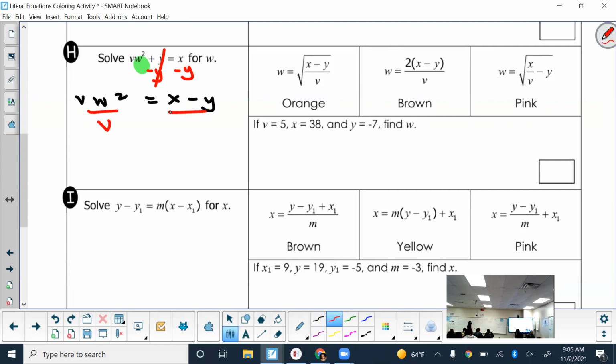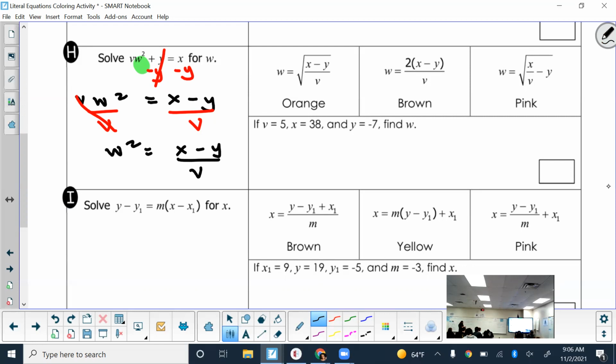Usually when it's a variable, instead of writing it separate, they'll put it all over that variable. On the left, the V's cancel. I have W squared equals X minus Y over V. So again, just rewriting it. Is the W completely by itself? No. Do you guys know what the opposite of squaring something is?